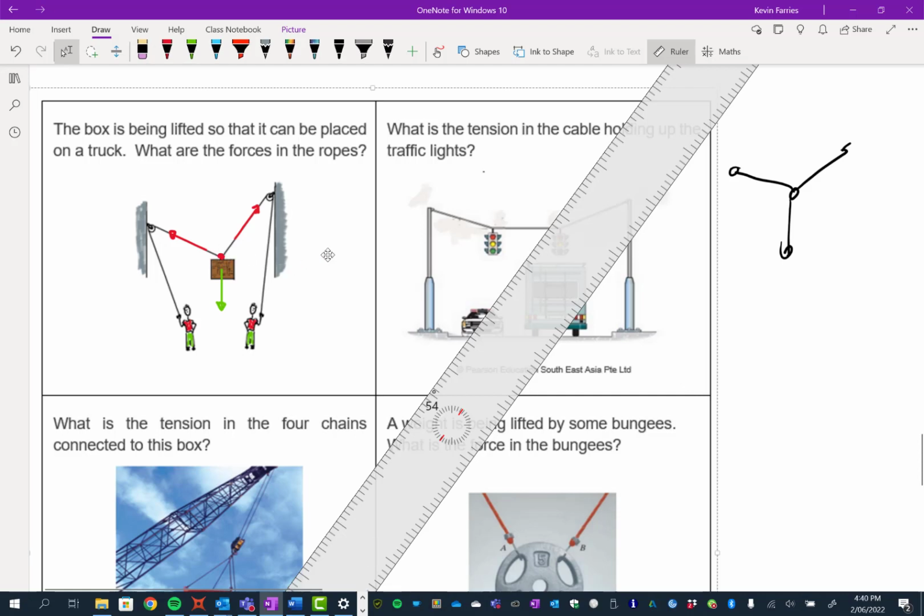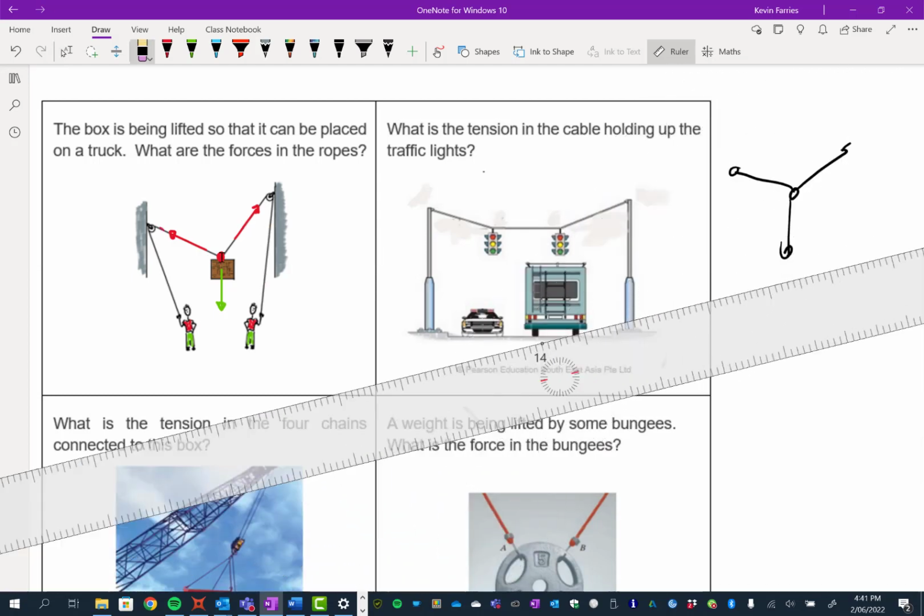So that's the point that we're going to call the particle, and it's the point we're going to use to analyze this problem. So we're going to say if this whole system's in static equilibrium, this point must be in static equilibrium, and so we're going to use that point to figure out an unknown force. In this case, we'd be figuring out these two forces.